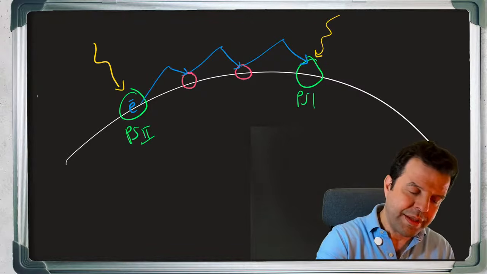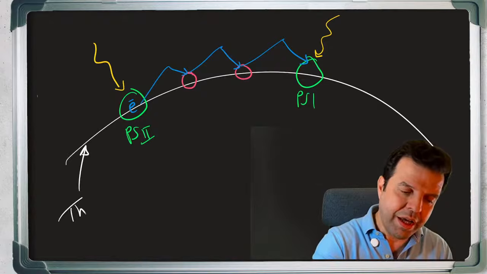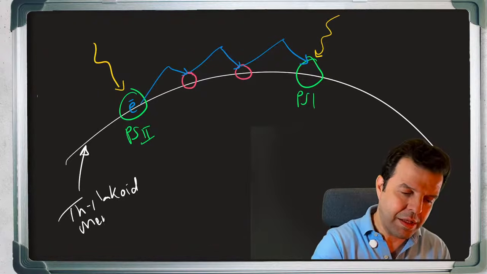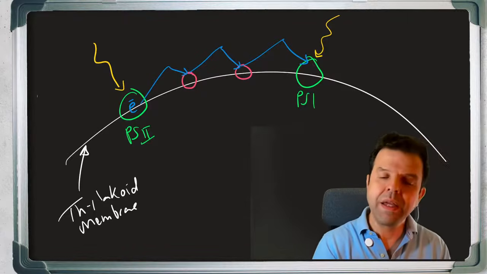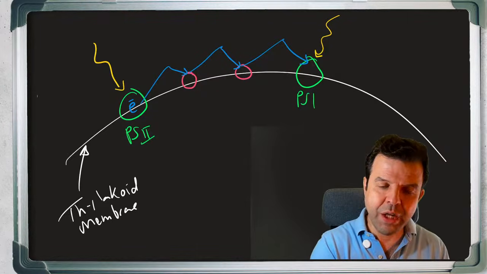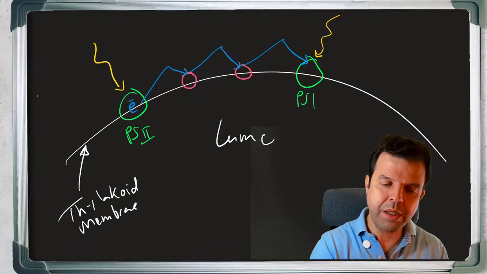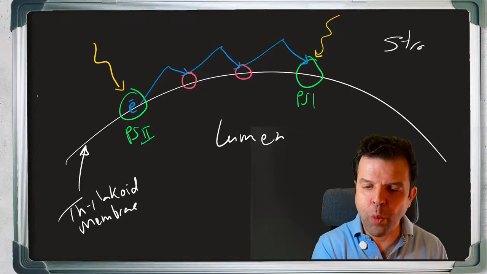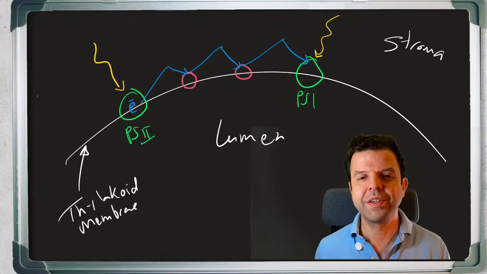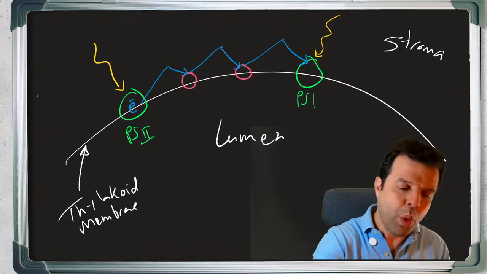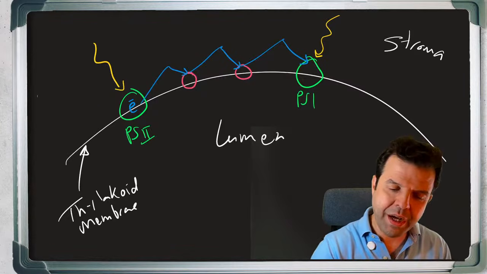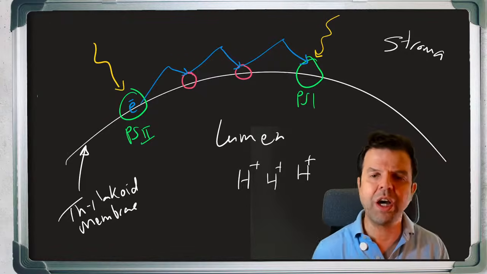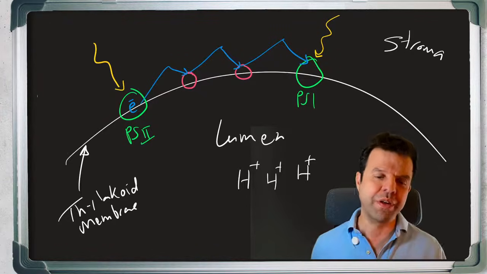Labels: thylakoid membrane, okay? That's the thylakoid lumen. And what is outside? Stroma, okay? What am I building up here inside? I am building up a gradient of hydrogen ions. We call it electrochemical gradient.